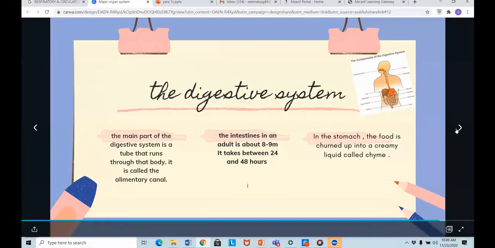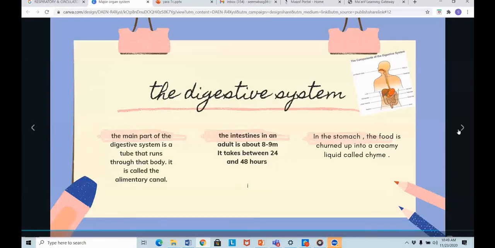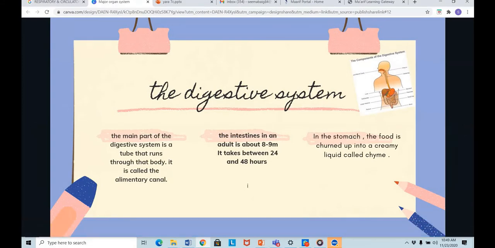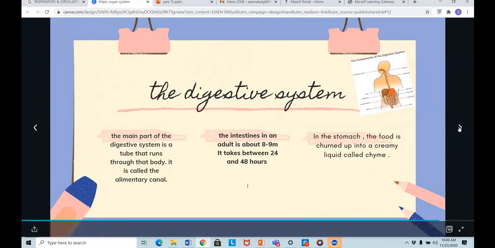Okay. The digestive system. The main part of the digestive system is a tube that runs through the body. It is called the alimentary canal. The length in an adult is about 8 to 9 meters. Food takes between 24 and 48 hours to pass through. In the stomach, the food is mashed up into a creamy liquid called chyme.